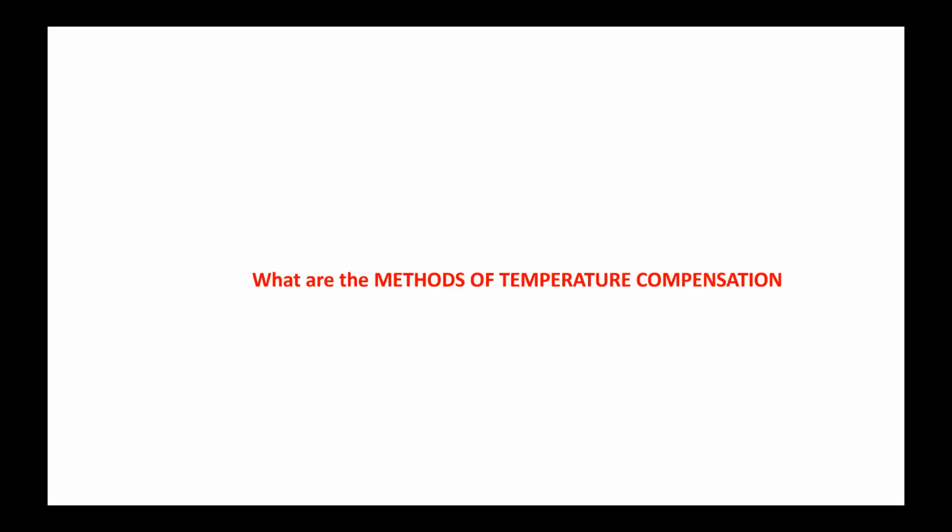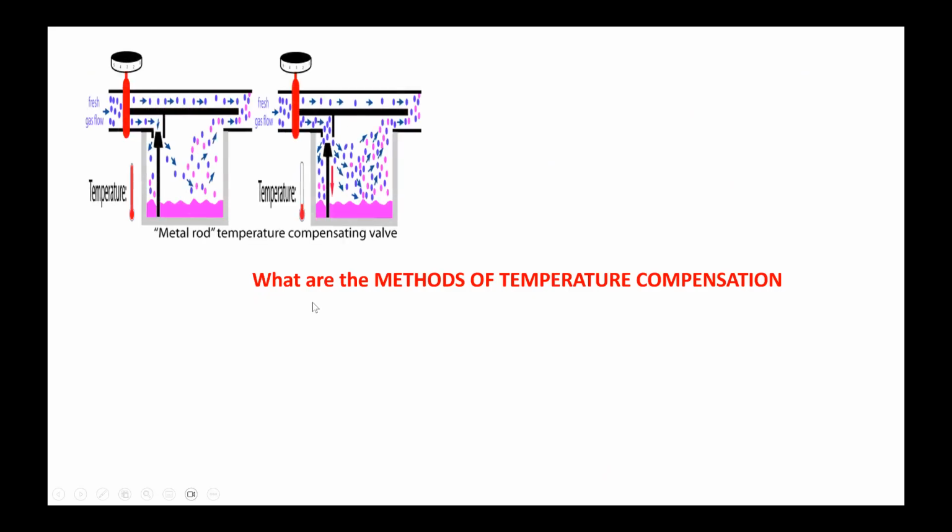And what are the methods of temperature compensation? The ambient temperature and the temperature of the liquid can all vary, but to deliver the set concentration, you have so many methods. One is called the metal rod method. So this is a rod which is guarding the inlet to the vaporizing chamber part of it.